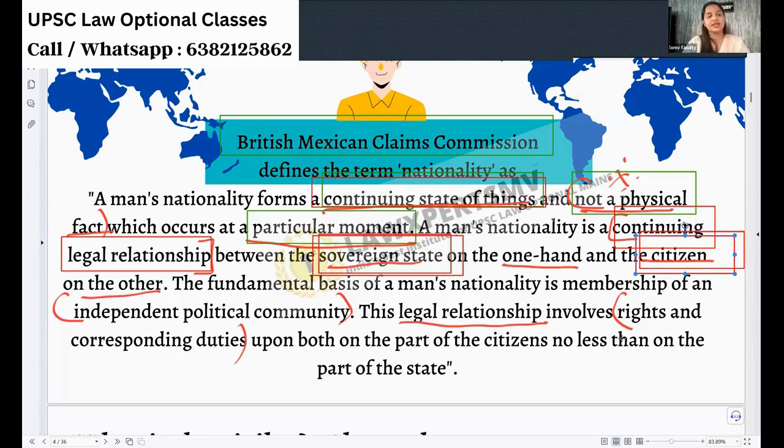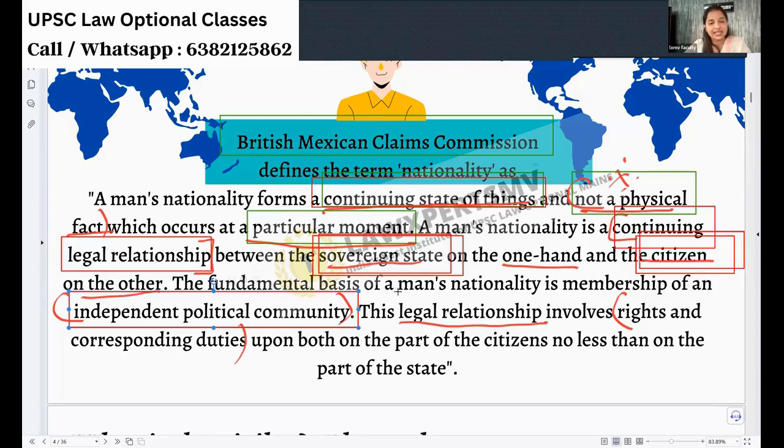Okay. Next, independent political community. That is, you must be able to say that you belong to some independent political community. This doesn't mean that I belong to some political leaders group, that is BJP or Congress, not like that. India is a separate independent political community. Like that, you must be able to associate yourself with some independent political community.